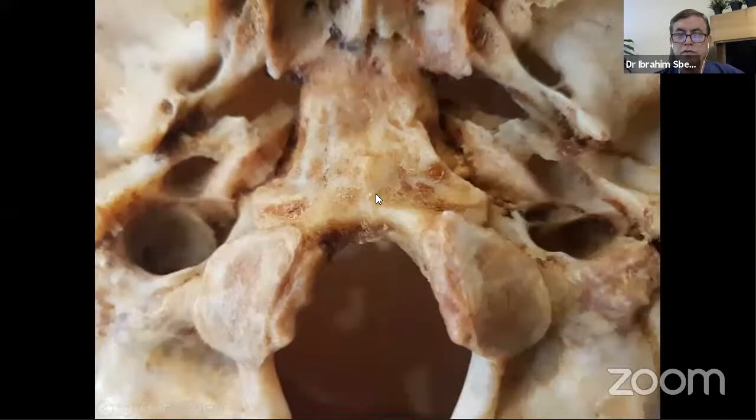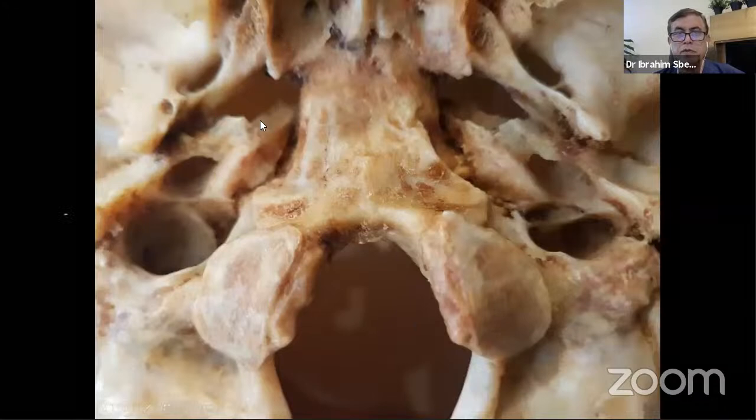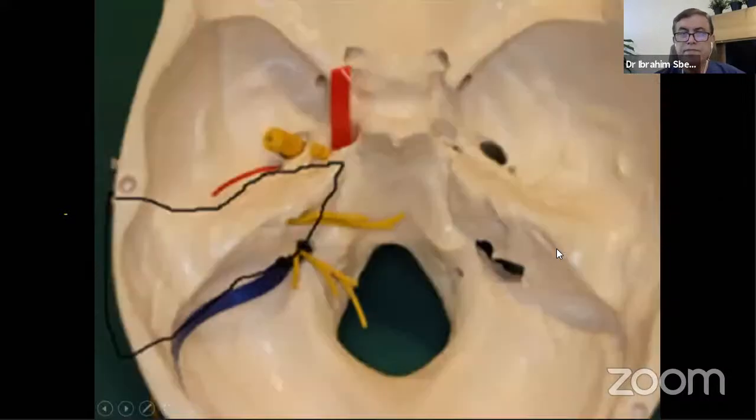This is a view that I took personally from the skull that I have in my clinic. I use it for teaching. This is the clivus, the condyles, the foramen magnum, and this is the petrous bone. As we see it, this is the apex of the pyramid, and this is the base of the pyramid. Again, the pyramidal shape of the petrous bone, the apex, and the base.